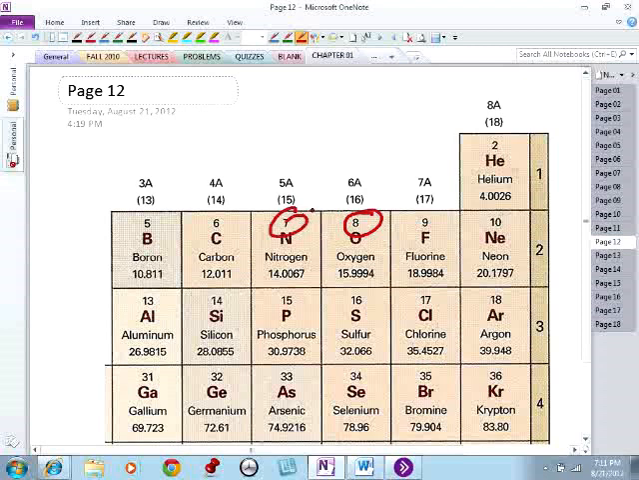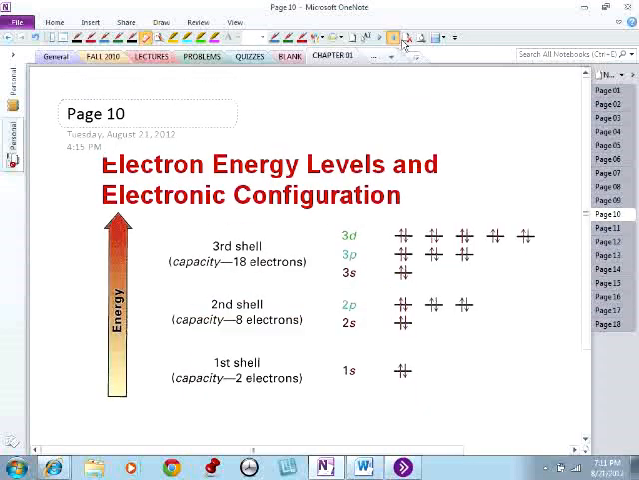How about nitrogen? 7. 7, how many electrons? 7. About fluorine, 9 electrons. Okay? So these numbers here is what we call the atomic number. For boron, 5. Carbon, 6. Nitrogen, 7. Oxygen, 8. Fluorine, 9. Okay? Those numbers are going to be very, very important going forward. So let us go back.